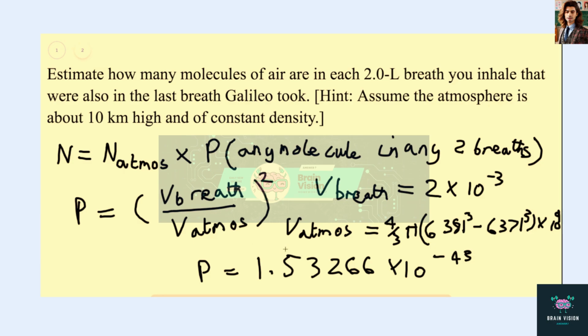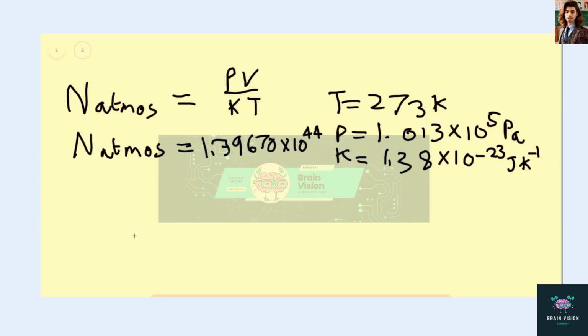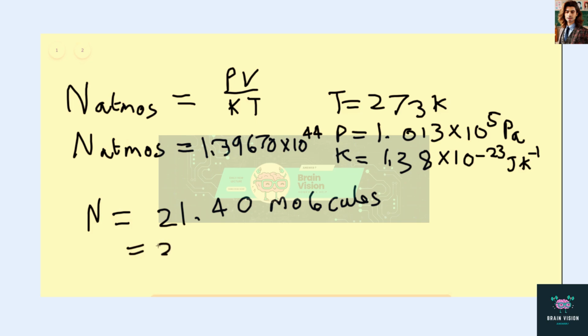Multiplying the number of molecules in the atmosphere times the probability of any molecule appearing in the same two breaths, we have N, our answer, is given by 21.40 molecules, which, because you can't have 0.4 of a molecule, rounded to the nearest whole molecule is equal to 21 molecules.